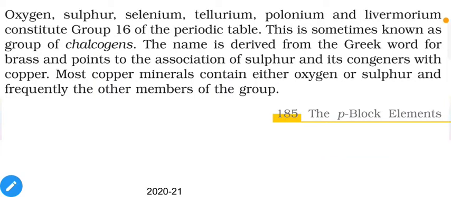So today we are going to start group 16 elements, that means the oxygen family. Oxygen, sulfur, selenium, tellurium, polonium and livermorium constitute group 16 of the periodic table. This is sometimes known as the group of chalcogens.